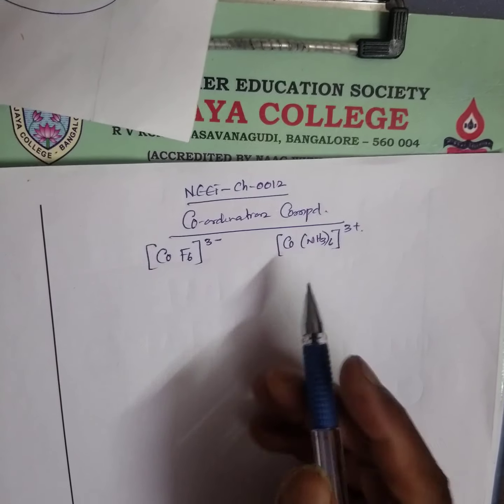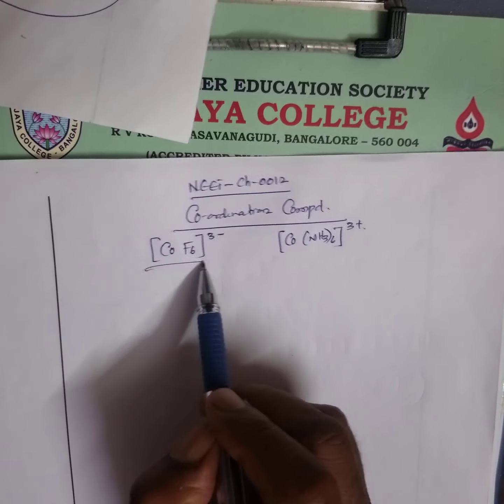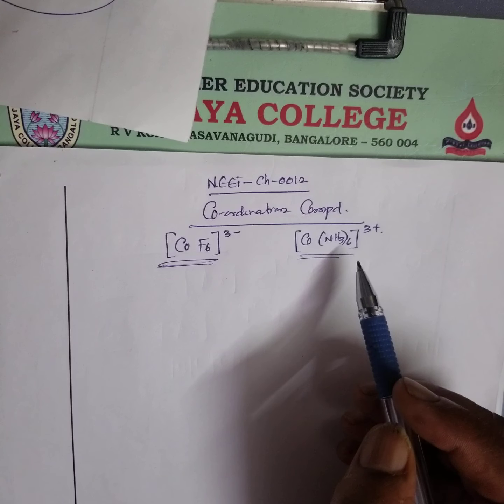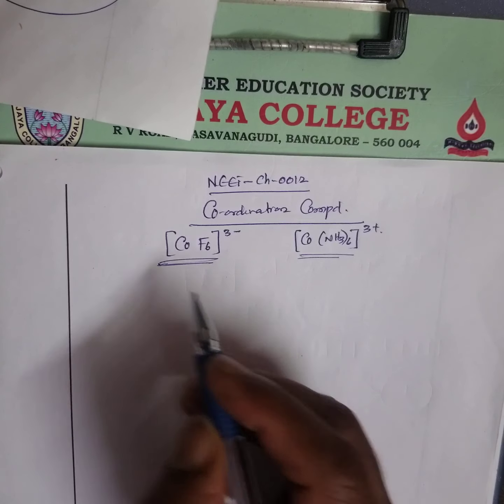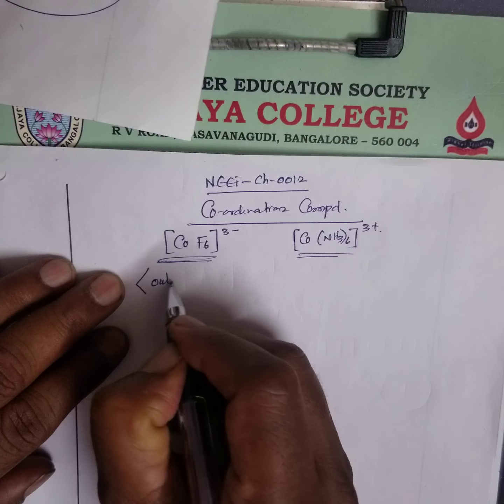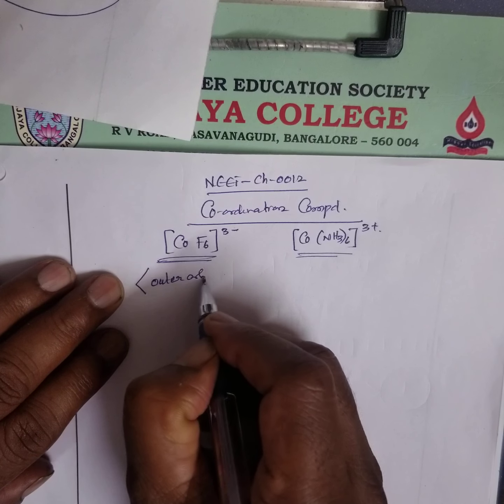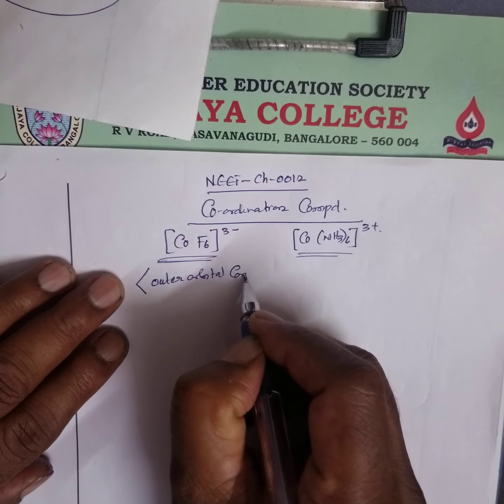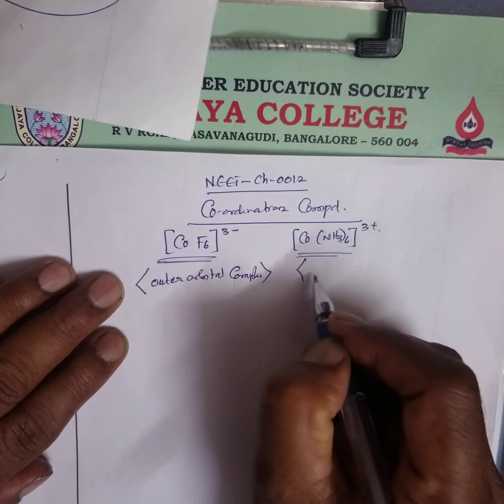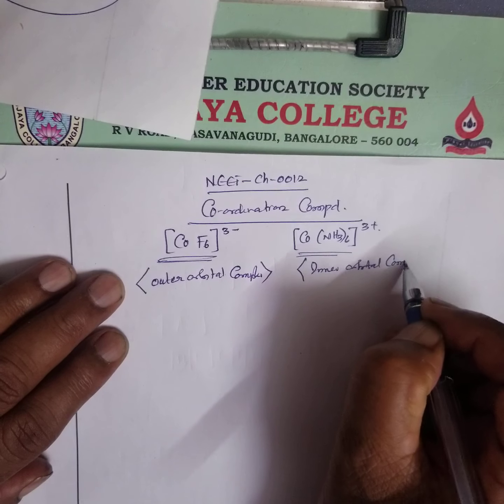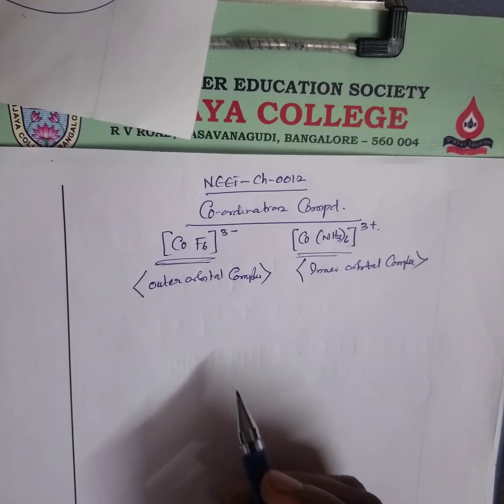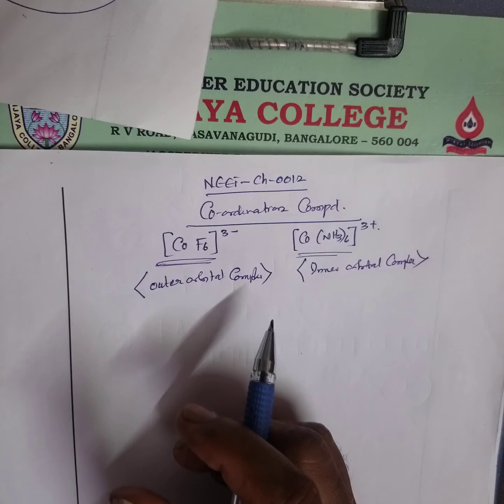Under the coordination compounds, there are two types we are going to discuss. One is the outer orbital complex. Another is what? Inner. This one they call outer. Why do we call it outer orbital complex? This is the inner orbital complex. Why do we call this? That is important, that we have to study.